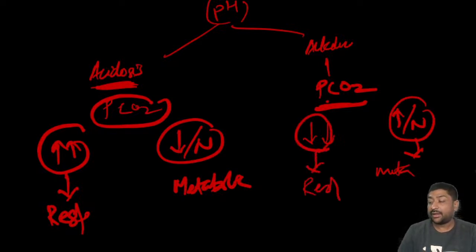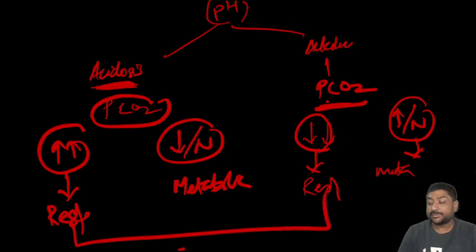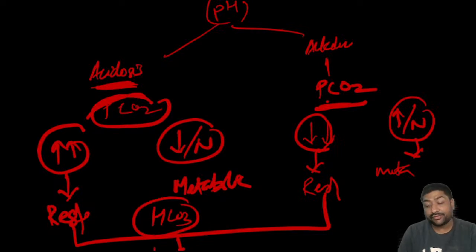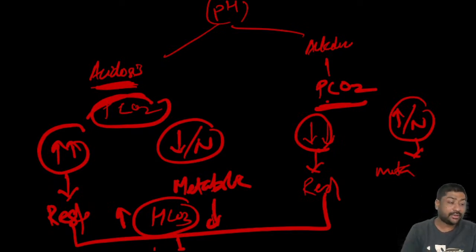And when you talk about compensation in respiratory, because the primary cause is PCO2, bicarbonate should change. If it is an acidosis, the bicarbonate has to increase to compensate, because alkali has to increase to compensate. If it is an alkalosis, the bicarbonate has to decrease. So this is the algorithm. If you remember it, you will be able to solve any ABG question in less than 10 seconds.